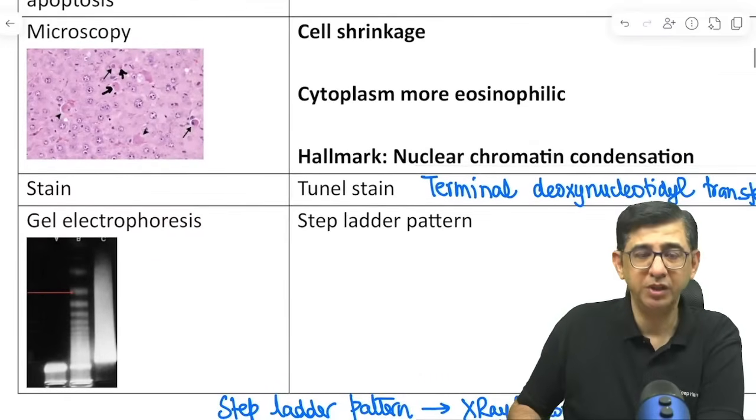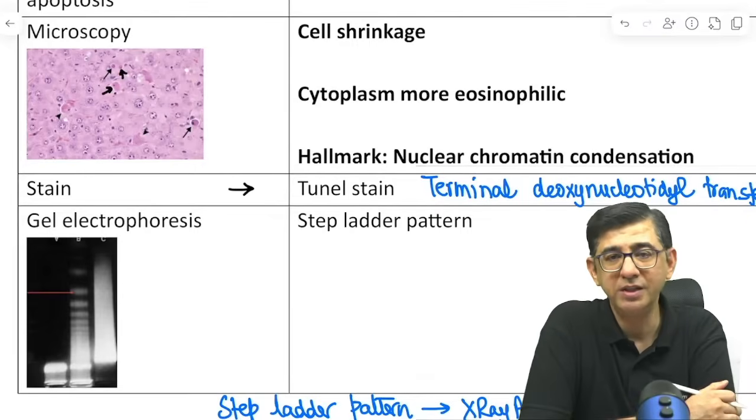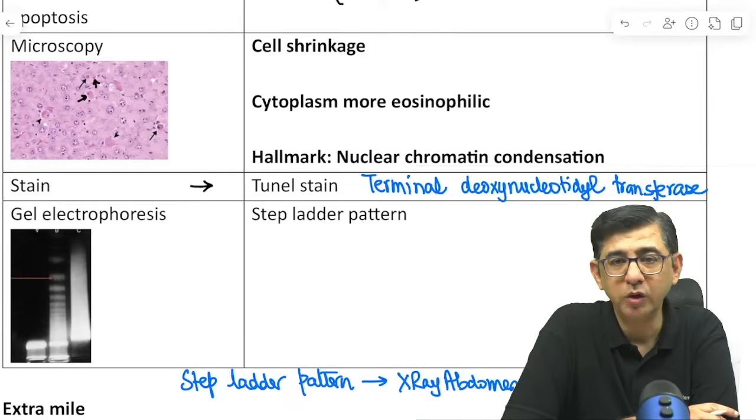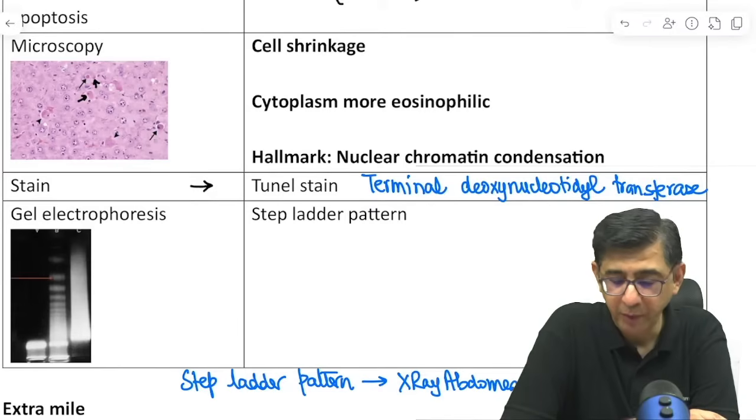Then he is asked about the stain which is used to demonstrate the apoptosis process, that is called TUNEL. The full form of TUNEL is asked, that would be terminal deoxynucleotidyl transferase. For gel electrophoresis there is no problem, but the stain part which is to be remembered is TUNEL.